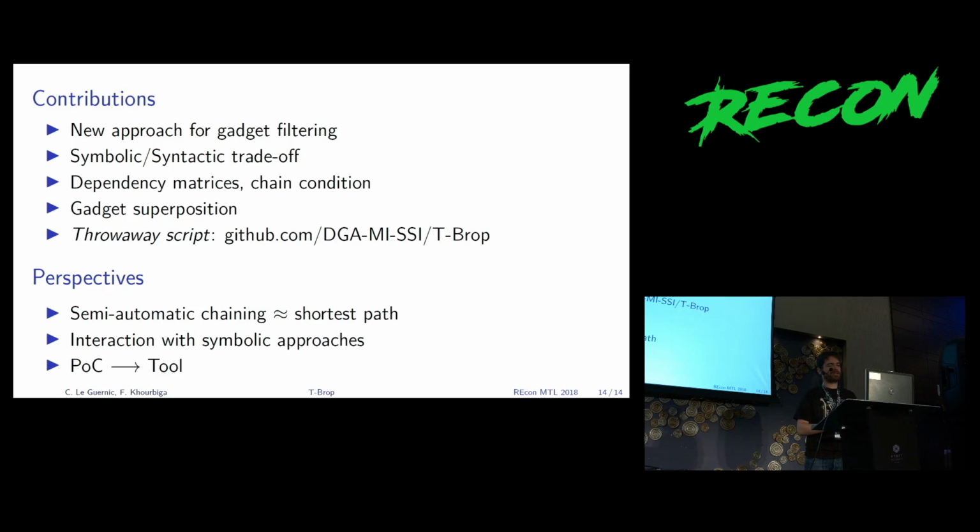And the interaction with symbolic approaches that could filter out the suggestions made by the tool, but on a much smaller set of gadgets. And actually, it would be nice to transform our ugly proof of concept into a real tool.